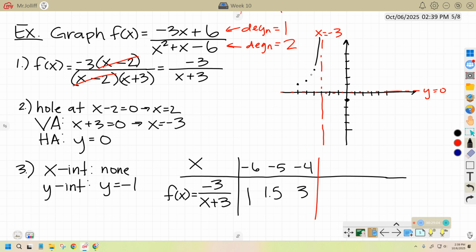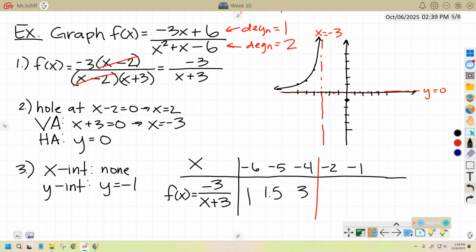Looks like that. I have a sneaking suspicion of what the other side looks like, but let's find some values. -2, -1, and I'm going to skip 0 because we already have a 0. That's our y-intercept. So just 2 values.